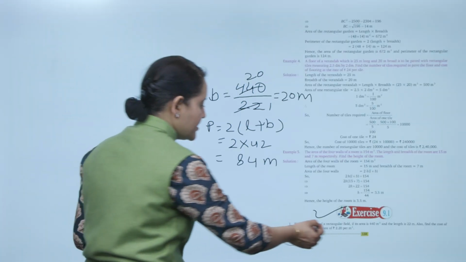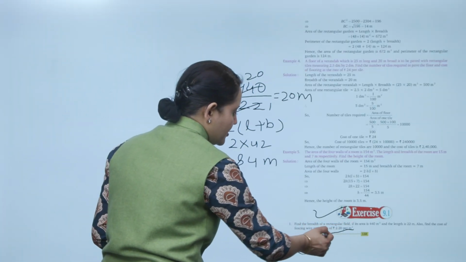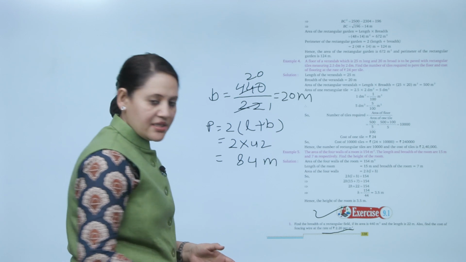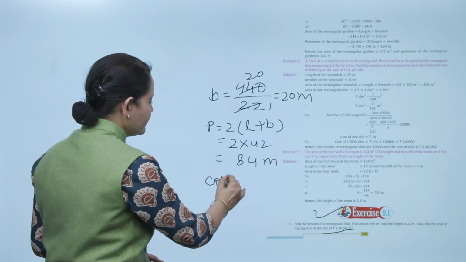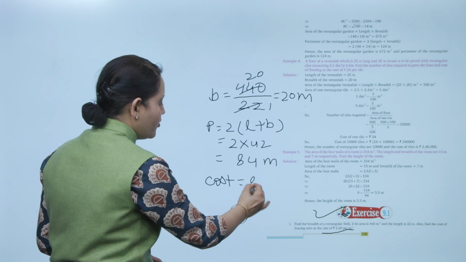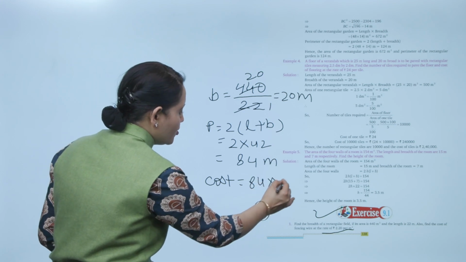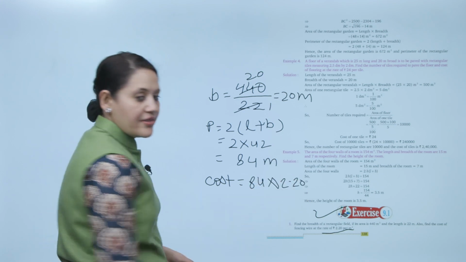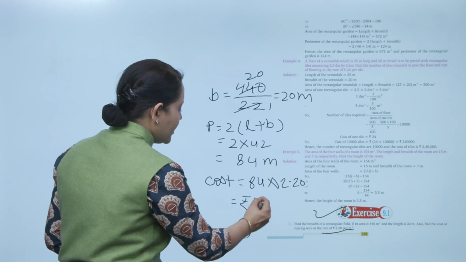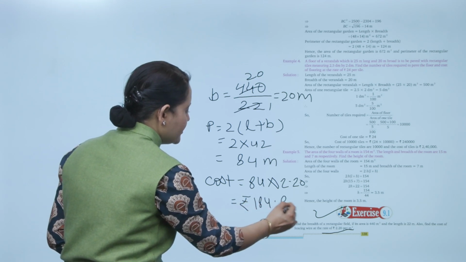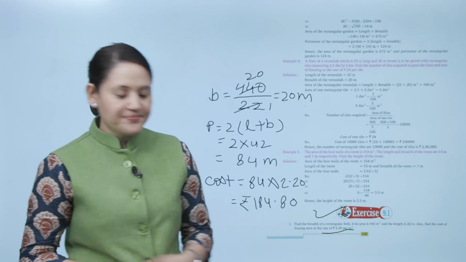Now the cost of fencing wire is रेट 2.20 पर मीटर. So टोटल कॉस्ट क्या हो जाएगी? 84 मल्टीप्लाई बाय 2.20 दैट इज इक्वल्स टू रुपीज 184.80. Clear?